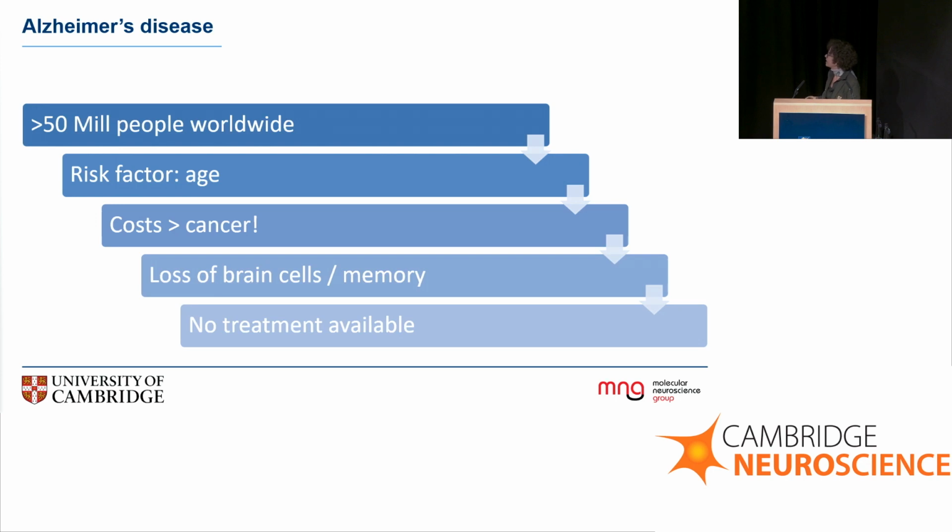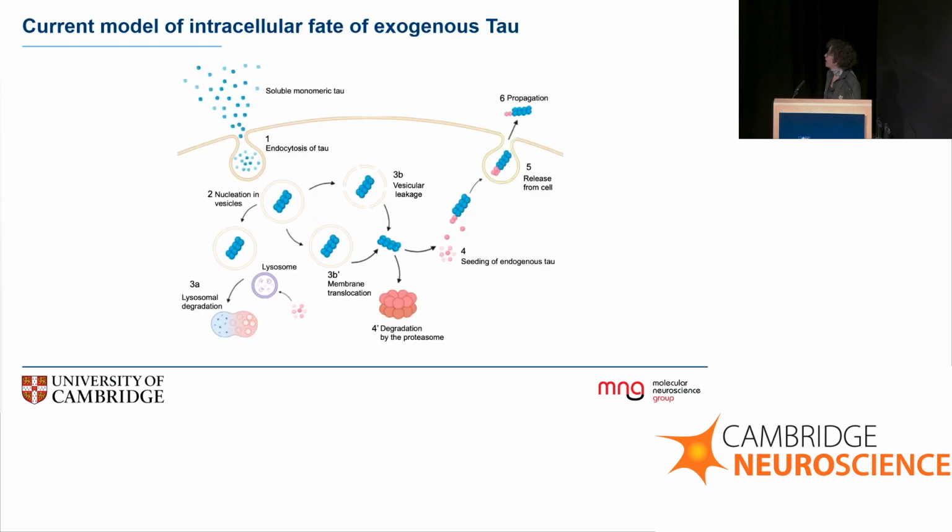I think I can skip that slide, as I was saying. It's really very important to do this kind of research and also to do fundamental research, trying to understand the molecular mechanisms that lead to these diseases. So what is the current model of the intracellular fate of exogenous tau? We all know that there is a correlation between the levels of tau in the cerebrospinal fluid and the stage these Alzheimer's patients are in clinically.